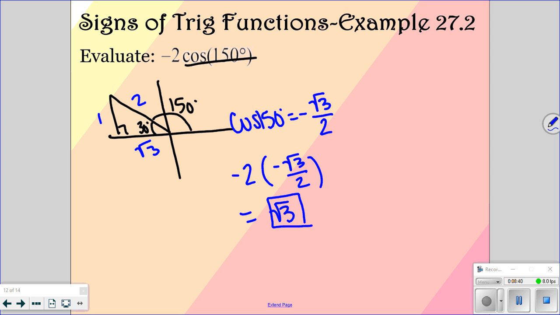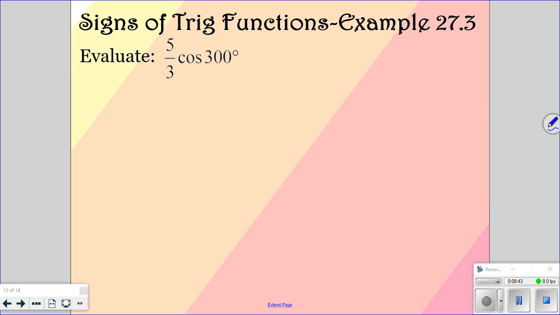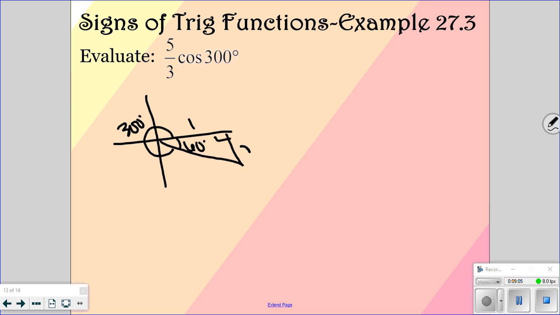We're going to try one more. I want y'all to try this one by yourself. So pause the video, and then I'll go over it after y'all have attempted it. So again, the first thing you want to do is graph it. So 300 degrees, that's 90, 180, 270, and then a little bit more. So our related angle, if this is 300, this angle here is going to be 60 degrees. And then we're going to have 1, square root of 3, and 2. The cosine of this 60-degree angle is 1 over 2.